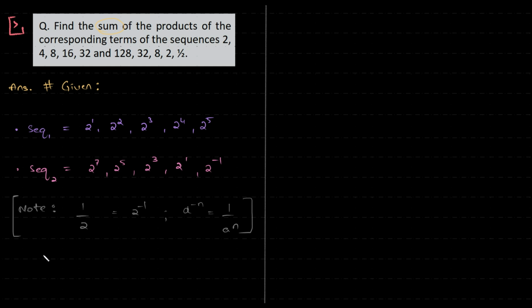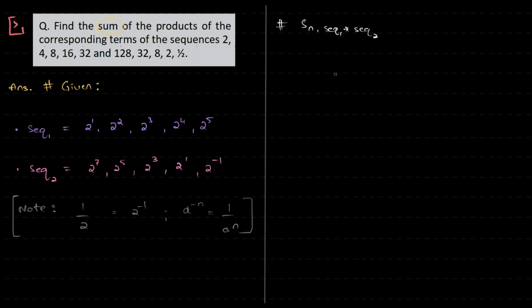Okay, now with this understanding, what is being asked? We have to find the sum of the product of the first and the second sequence. The corresponding terms, what they mean is, I have to take the product of this and this, and add them up basically. So let me call it sequence 3. That will make it a bit easier.